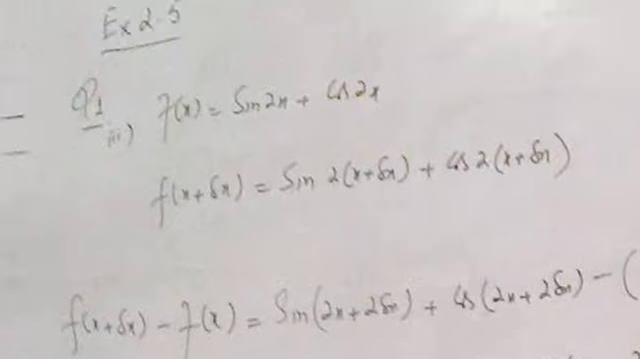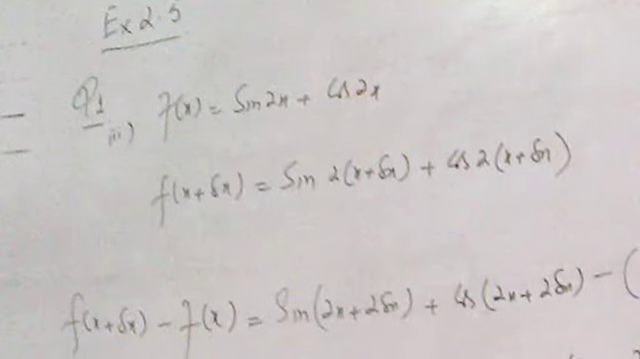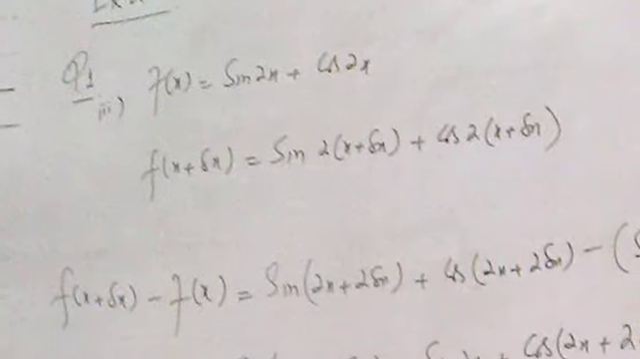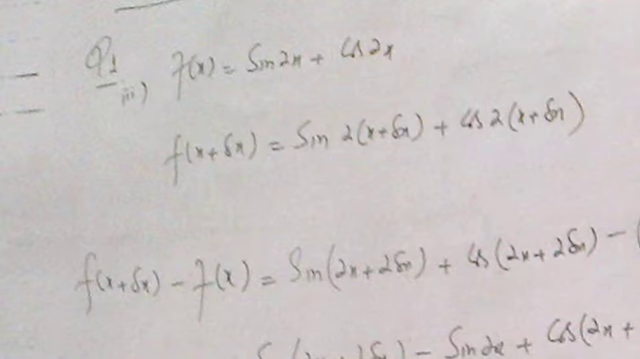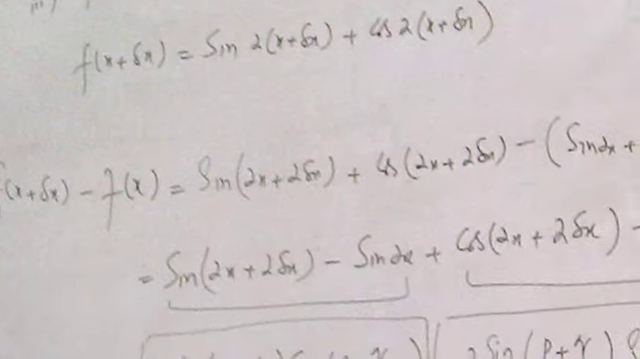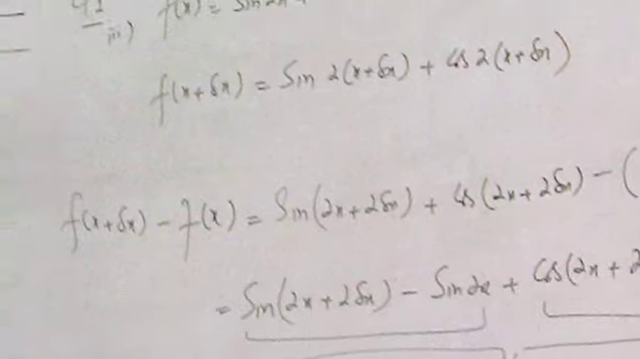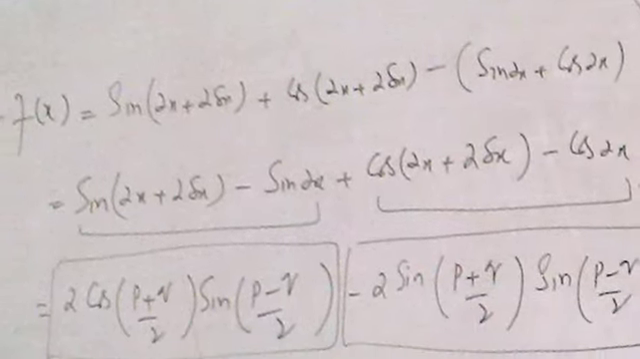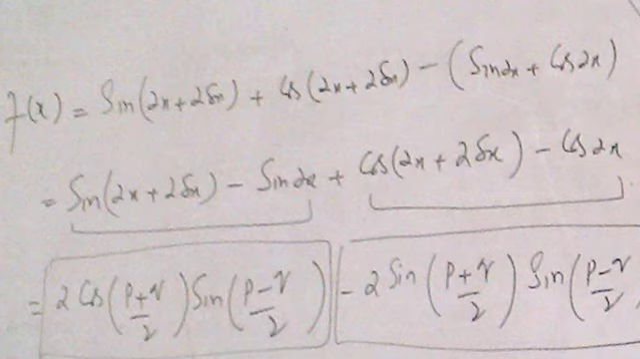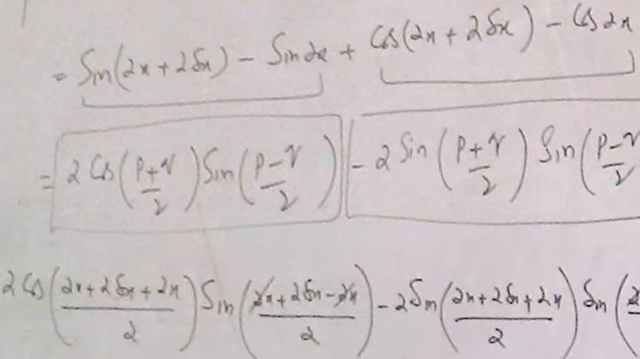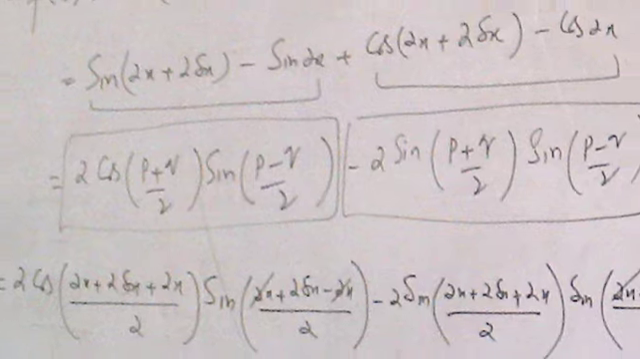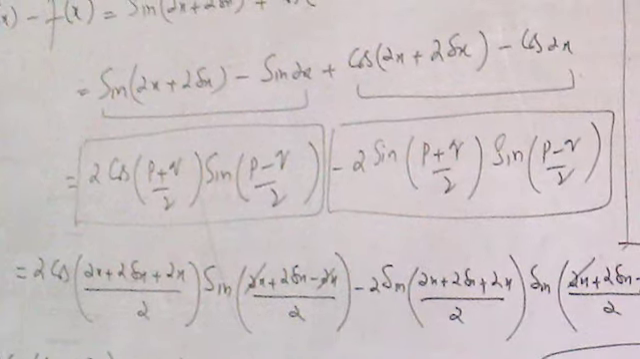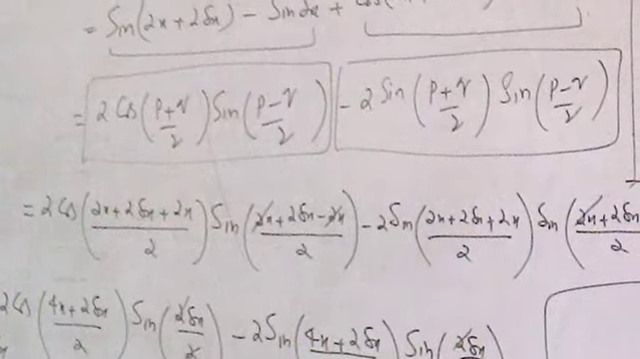Now in this question we have sin 2x plus cos 2x. In all x we replace x by x plus delta x, and then subtract these values and arrange sine by sine and cos by cos, and we apply on both the sum and difference formula.